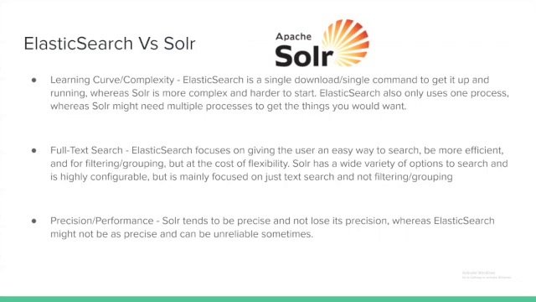Next thing is that Elasticsearch focuses on giving the user an easy way to search while being more efficient at grouping and all that stuff, while Solr focuses on a wide variety of options to sort or search, not sort. So Elasticsearch is yet again more focused on full text searching, where Solr is for other kinds of searching, but it can also use full text search.